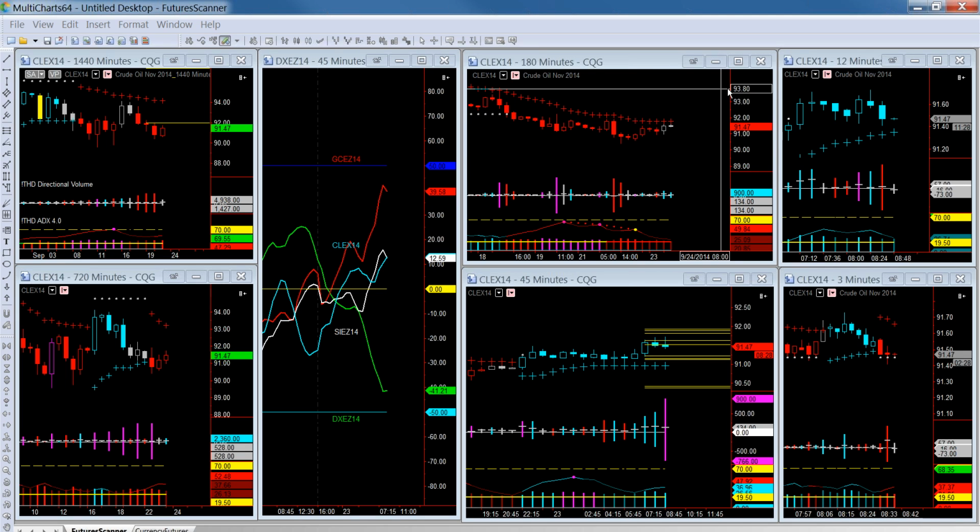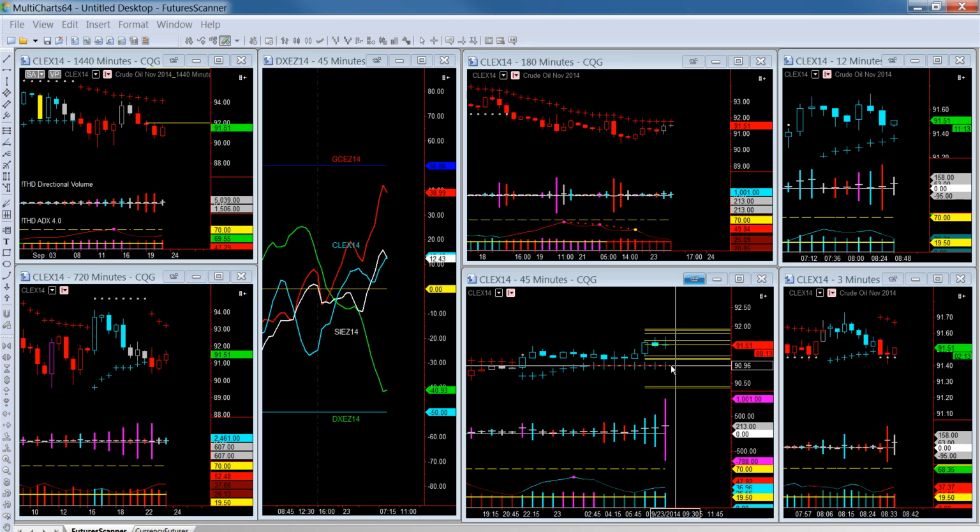Where will it stop? Well, one of two places, either the 45-minute ATR or the 12-minute ATR. I would think probably the 45-minute ATR. Any questions on that?